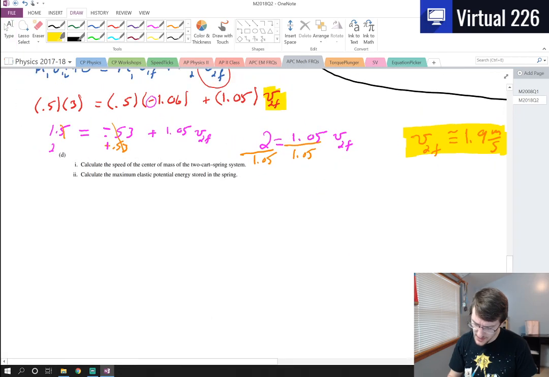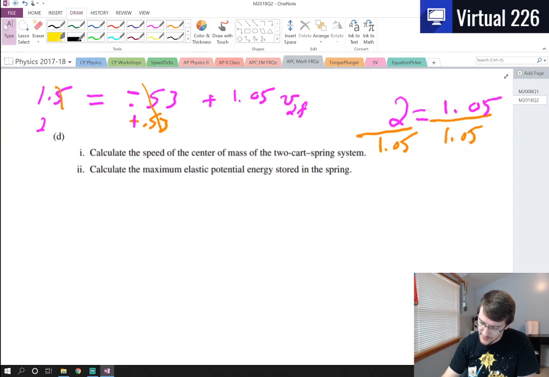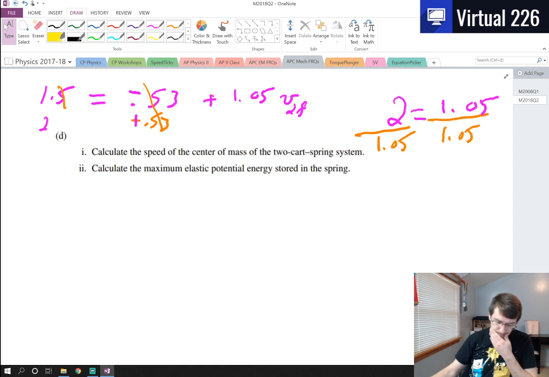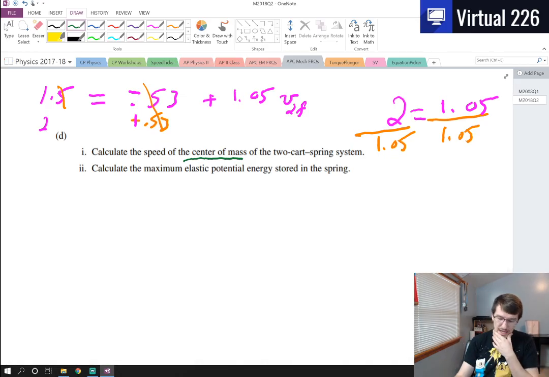I take it. Last part here, probably the harder part of this. Calculate the speed of the center of mass of the two cart spring system, and then calculate the maximum elastic potential energy stored in the spring. Oof. Okay, so what we can say is this. For our center of mass for the system, we need to start thinking about both carts, M1 and M2, as being together, okay? And what we can say essentially is that the momentum I have in the beginning is the momentum I have at the end.